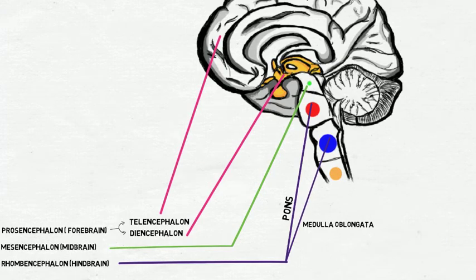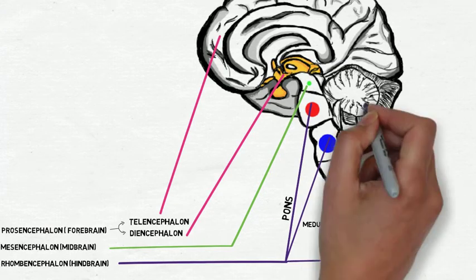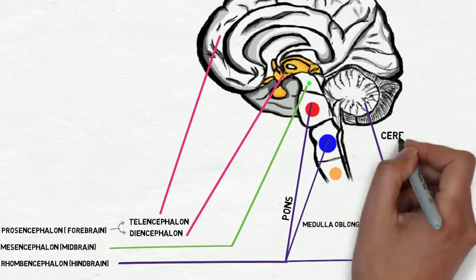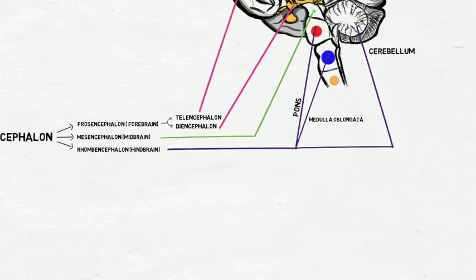And the rhombencephalon consists of the pons, medulla oblongata, and cerebellum.